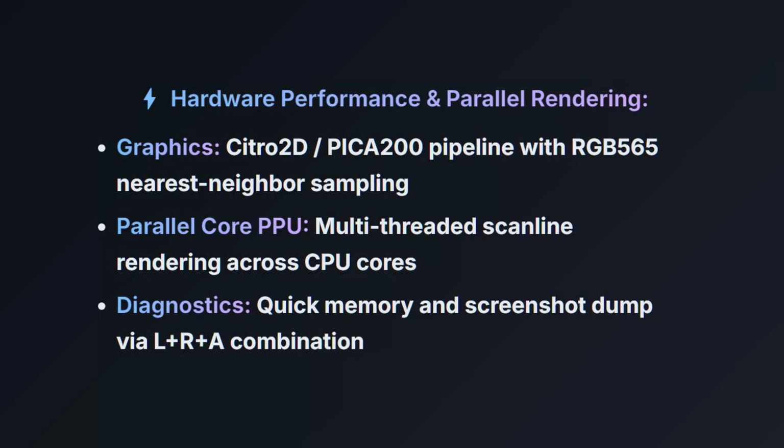Under the hood, performance optimization on 3DS hardware requires serious engineering. The port utilizes PICA200 and Citro2D graphics acceleration outputting in RGB565 format with nearest neighbor sampling. Game logic operates on a fixed-step 60 Hz clock with bounded catch-up. Furthermore, PPU scanlines are rendered in parallel across Core 0, Core 1, and Core 2 on New 3DS models, utilizing persistent tile row caches to guarantee buttery-smooth 60 FPS performance without screen tearing.